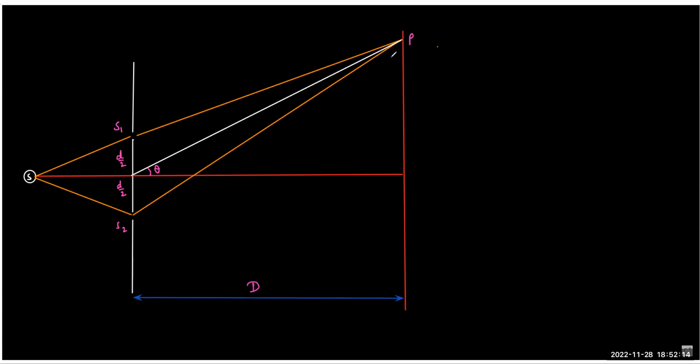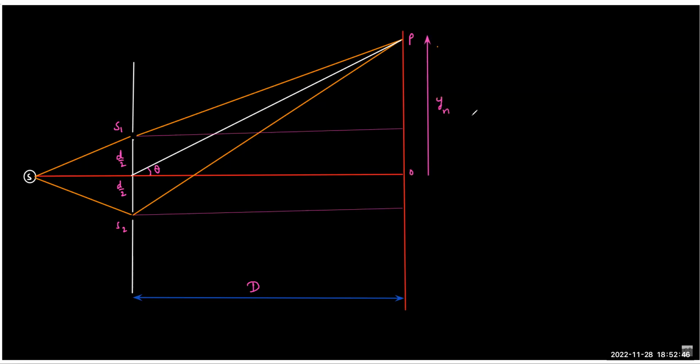Yes, sir. All right. And now what you can do next is you can draw a line parallel to the central line. So if you say that this position is at a distance of y from the center of the screen, you can call it y.